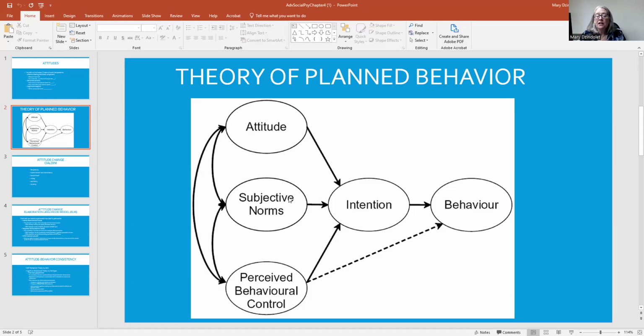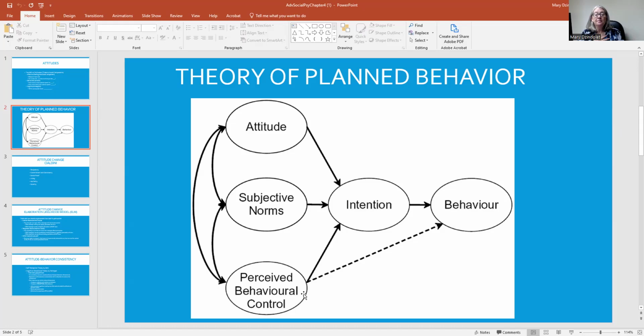Okay. And our subjective norms affect our attitudes. Our subjective norms affect our perceived behavioral control, or they can. Our subjective norms very much affect our intention, which then affects our behavior. And the last one, this one is sort of common sense, your perceived behavioral control.